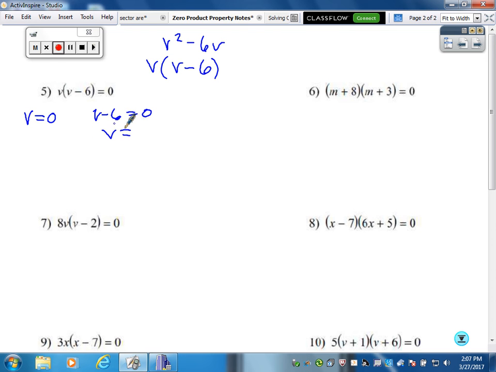So that would be add 6, so positive 6. So this is just an example of one that would go through the origin. So either our answer is 0, or it's positive 6. And it just looks just like that. Alright.